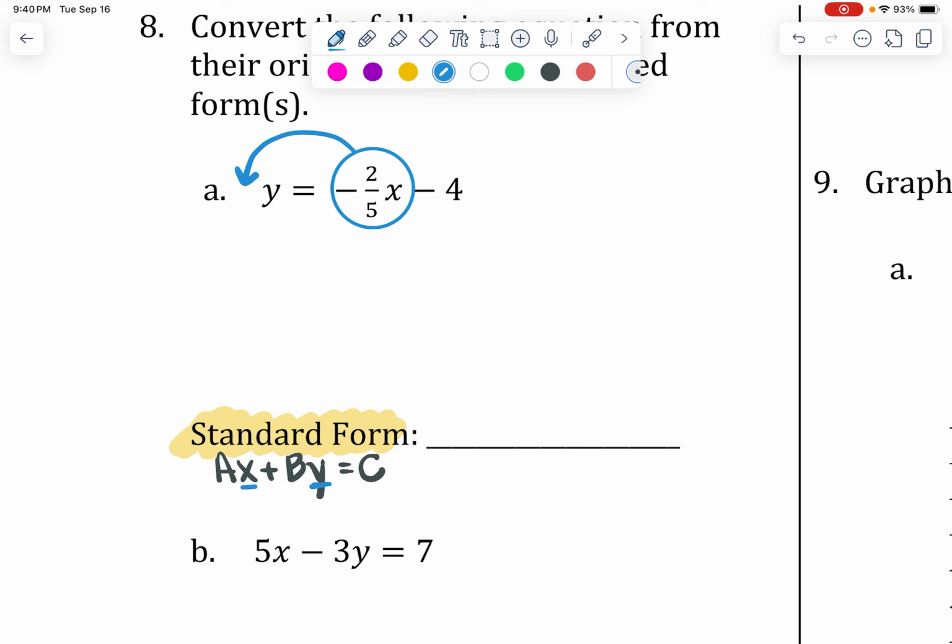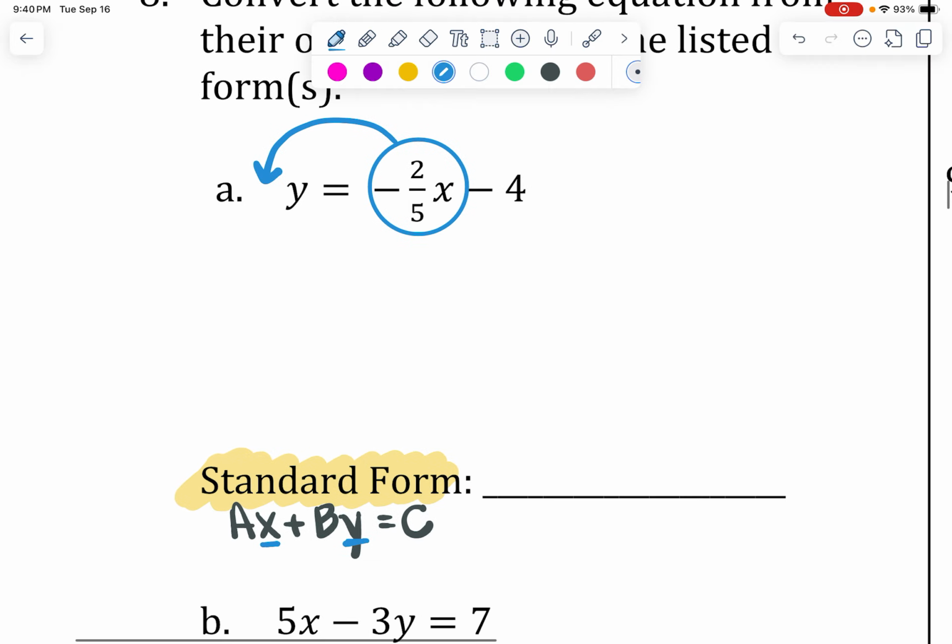Again, I've said it so many times. If I pick up a negative 2/5 x from one side and move it to the other side of an equal sign, it must change sign. A subtractor on the right becomes an adder on the left. So this is now going to become positive 2/5 x. It can't be negative because it moved across the equal sign.